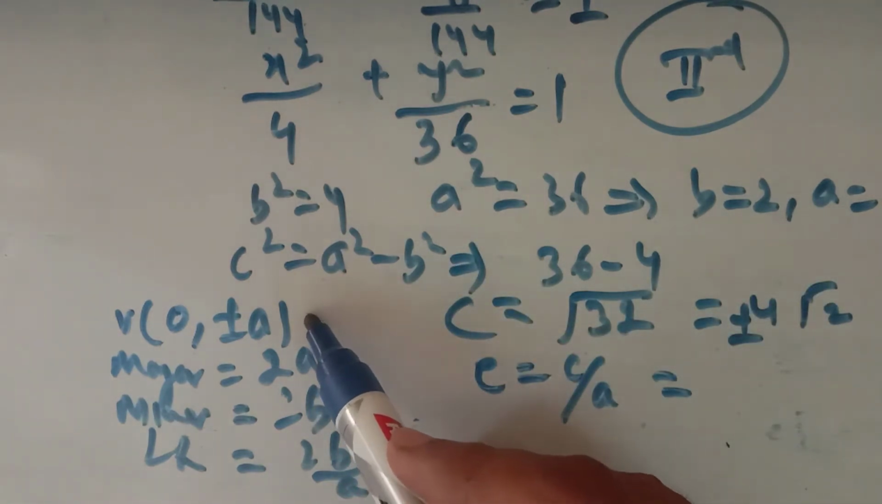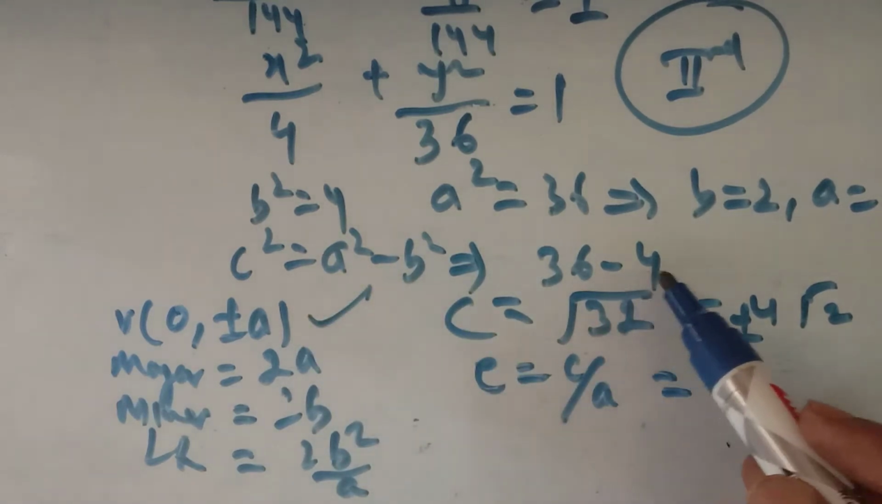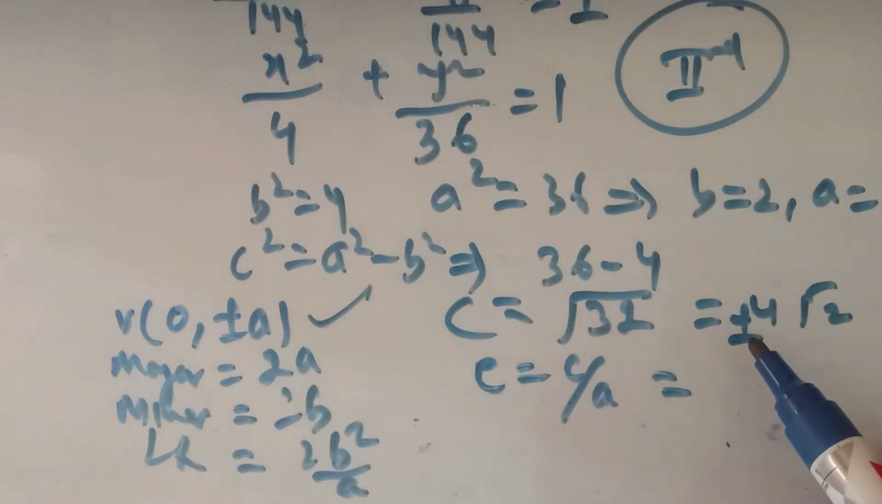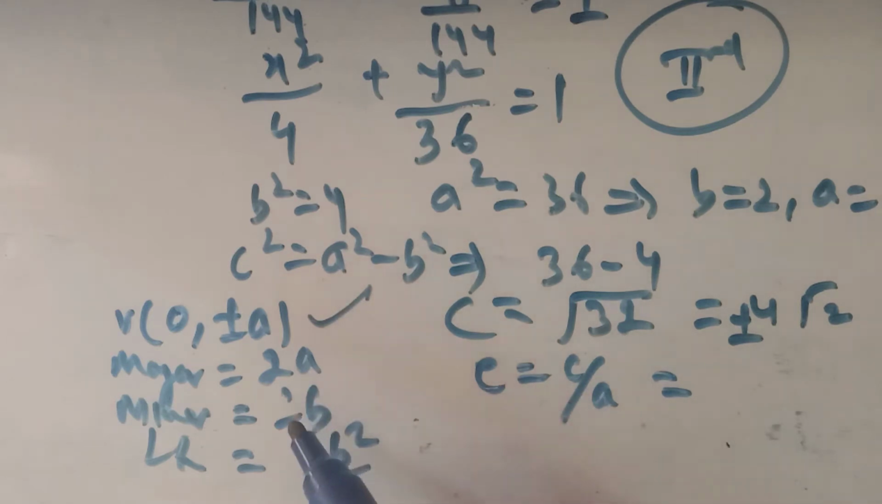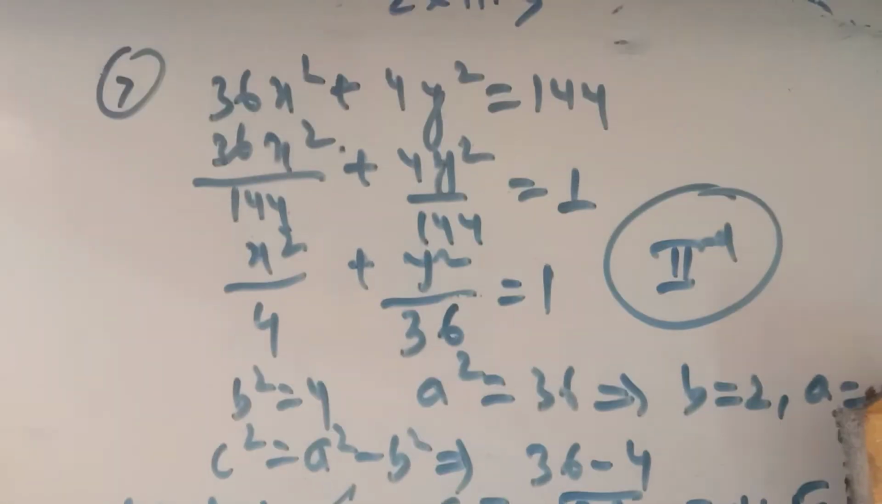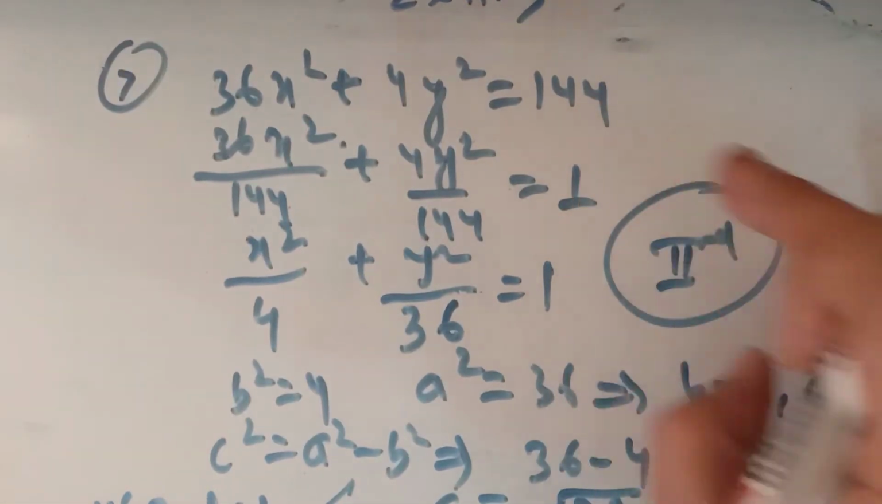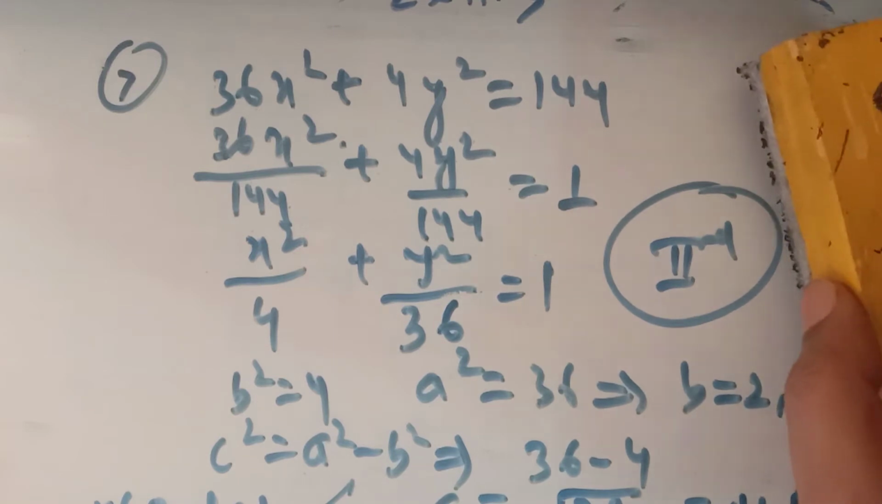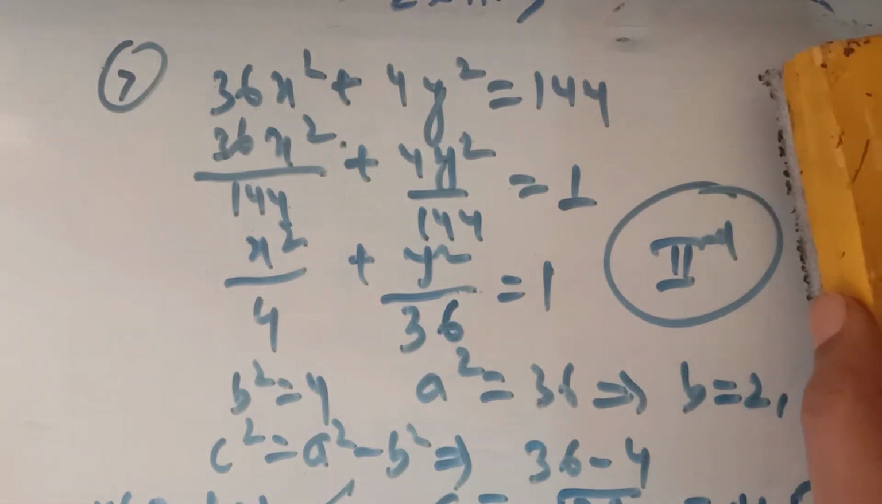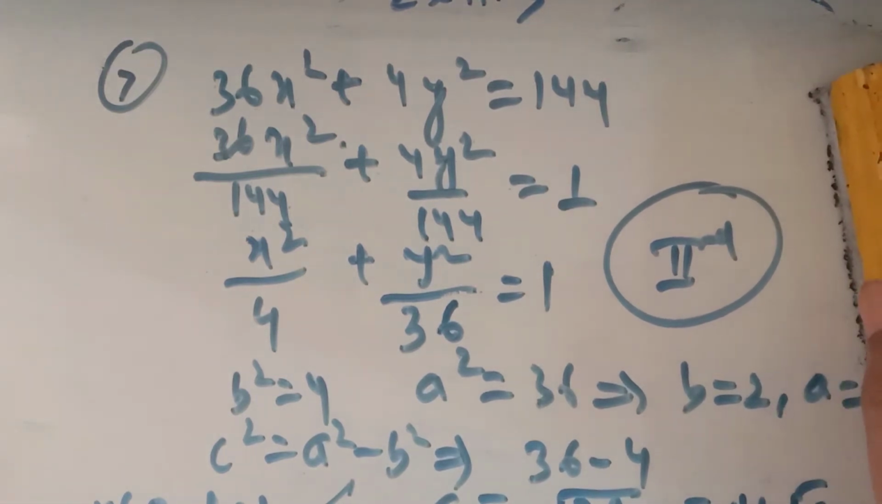The change will be only in the vertex and in the focus, otherwise e will remain the same, c will remain the same formula, and the length of the major axis, minor axis, and the length of the latus rectum will remain the same. So you have to divide the whole equation by the constant on the right hand side to get 1 on the right hand side. The same will be done in questions number 8 and 9 of your NCERT book.